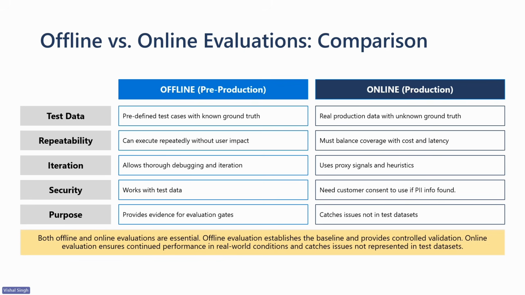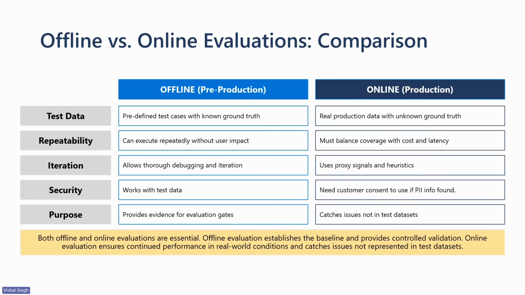We use proxy signals and heuristics to ensure that the iterations are not impacting the actual user scenario that is using this system. For customer consent, it is really critical to ensure that none of the PII information or the secure details are being utilized in the evaluation process, ensuring that this dataset does not have any of those pieces of information. And the purpose for this is not to decide the go/no-go because the agent is already live, but to decide what key instances or key edge cases slip through and are not covered in the test datasets that we managed and evaluated before.